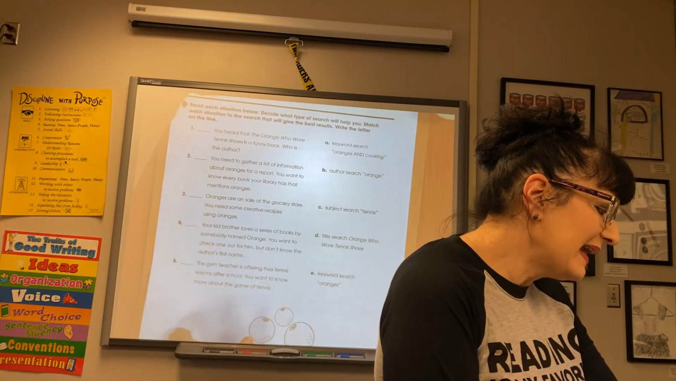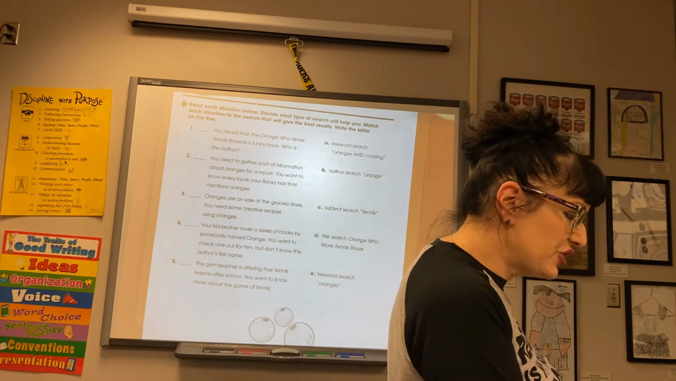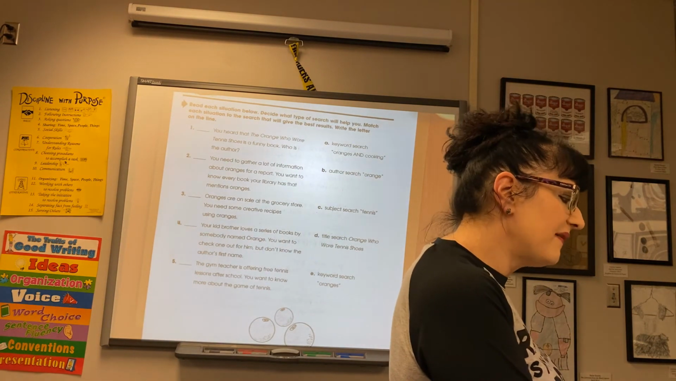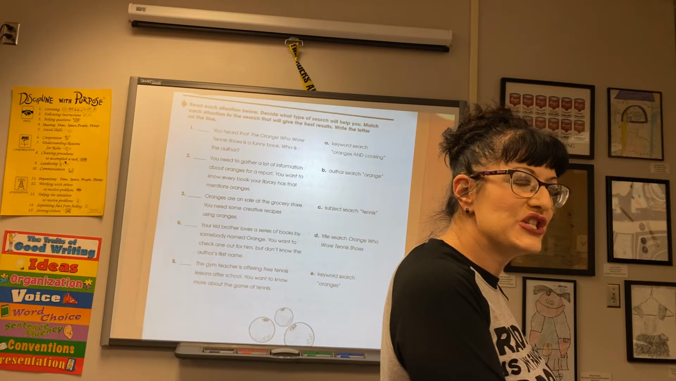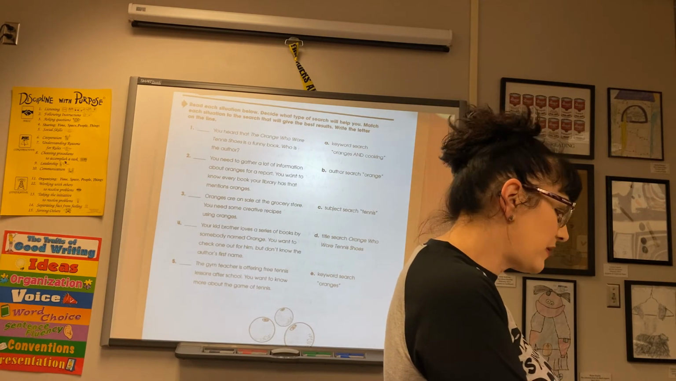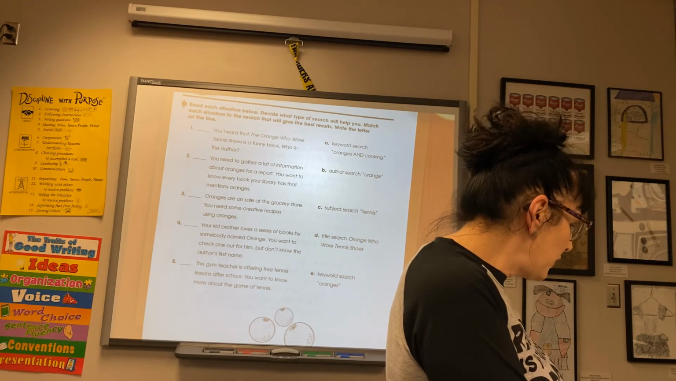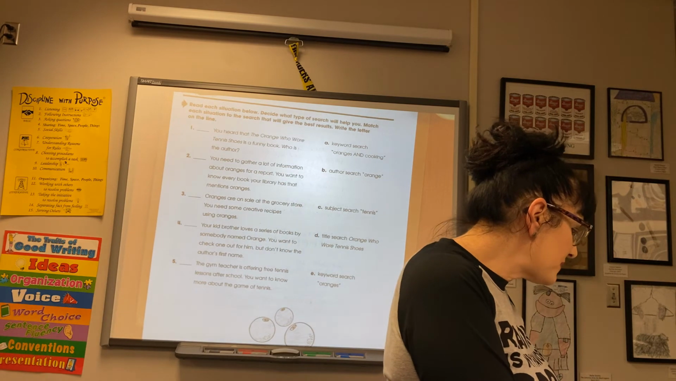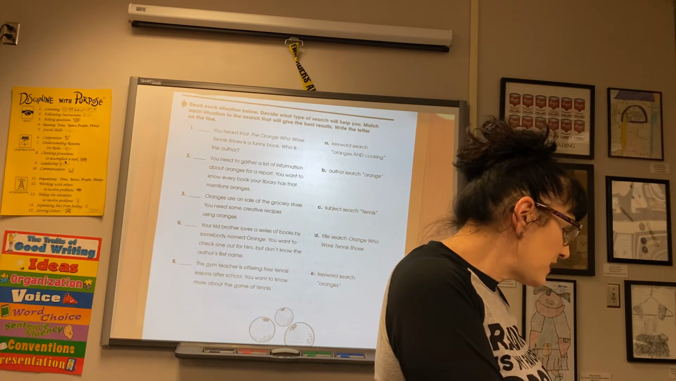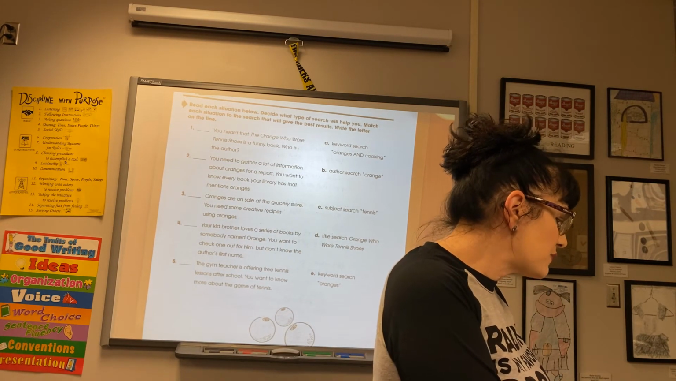Then on the back, it is orange, you ready to search? Well, I hope so, because we have done a lot of work with our Boolean searches, or as we call them, power searches on our card catalog system. We're going to read each situation below, decide what type of search will help you, match each situation to the search that will give you the best results, and write the letter on the line.